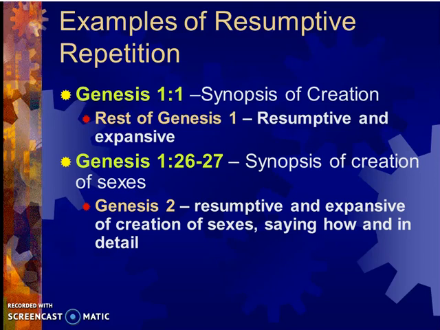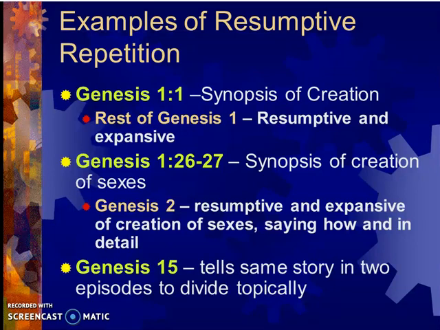When you get a little farther into Genesis 1, you get the account of how God created man, male and female, in his own image in Genesis 1:26 and 27. Well, that would be a synoptic version of the story, but then you would have the resumptive and expansive version of it in chapter 2, where it explains how God created man from the dust of the earth and Eve from Adam's rib. Again, that would be synoptic, resumptive, expansive storytelling.